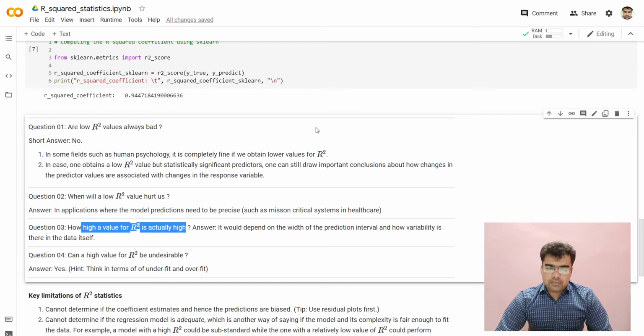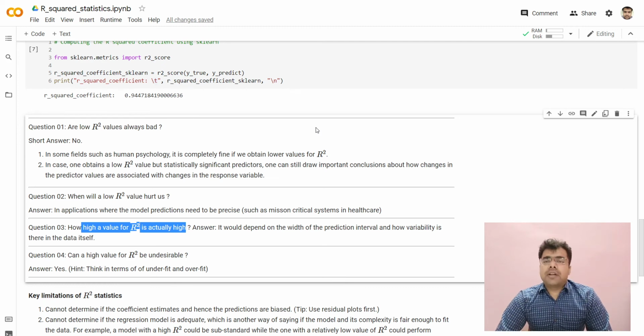Another question that is asked regarding R squared statistics is, can a high value for R squared be undesirable? Until now, we have been talking about how we prefer a model which gives a high value for R squared, and we also talked about some applications where a low value of R squared is okay. But in some cases, even a high value for R squared can be undesirable. There are certain situations in which a very high value for R squared can be very much undesirable. I will not be explaining the reason why. As a hint, try to think of this answer in terms of underfit and overfit. I am not going to give you the answer.